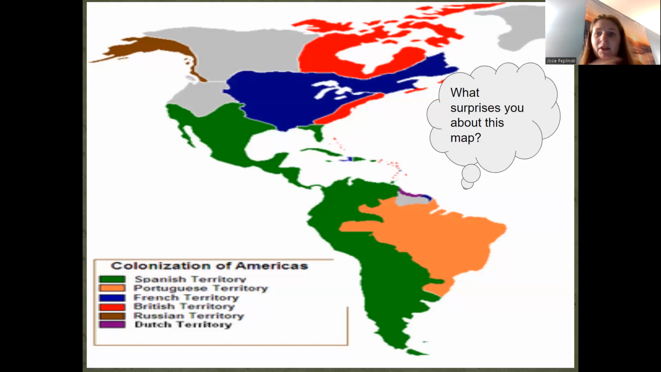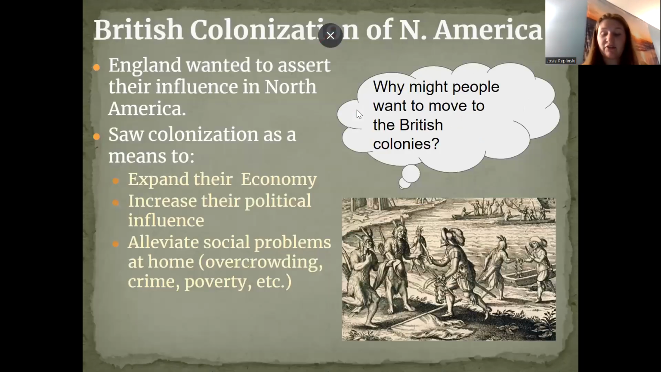So here we see some color-coded examples of where different countries colonized. You'll see all this green area is Spain, followed by Portugal, France, some Russian colonization, just a few Dutch colonies, and the British colonization, or the English colonization. Many people might be surprised, since we focus so much on the English colonies, that many other countries had such significant influence throughout the Americas as well. We'll talk about their interaction as that time comes, as America expands.